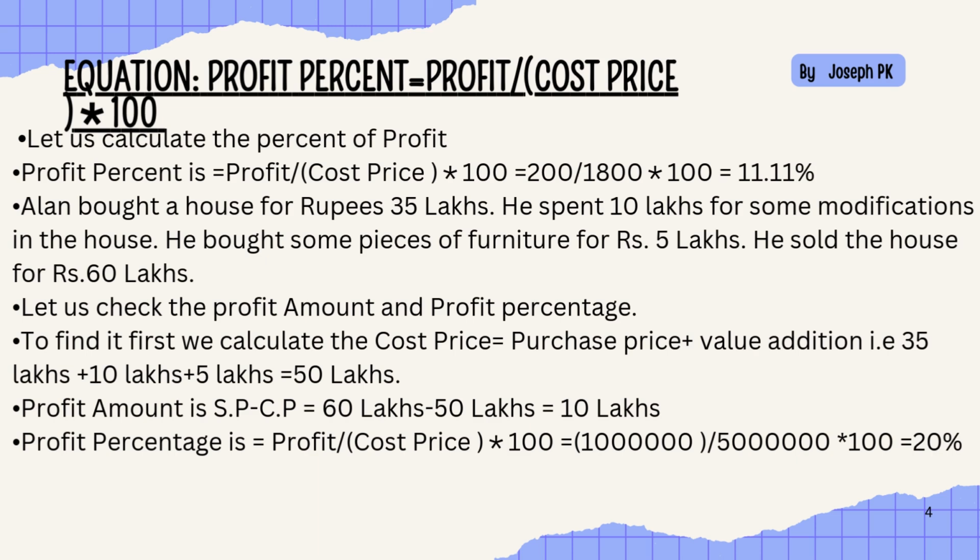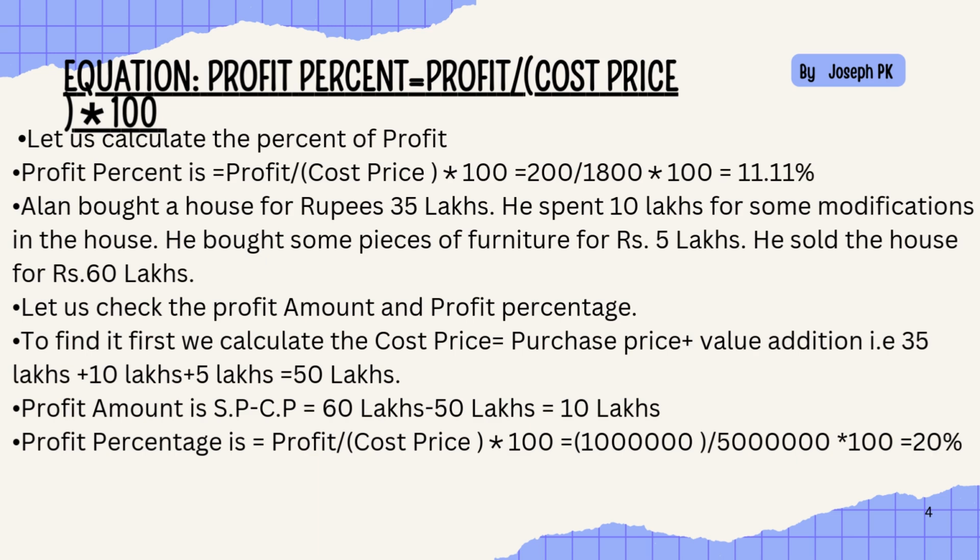Alan bought a house for rupees 35 lakhs. He spent 10 lakhs for some modifications in the house. He bought some pieces of furniture for rupees 5 lakhs. He sold the house for rupees 60 lakhs. Let us check the profit amount and profit percentage.